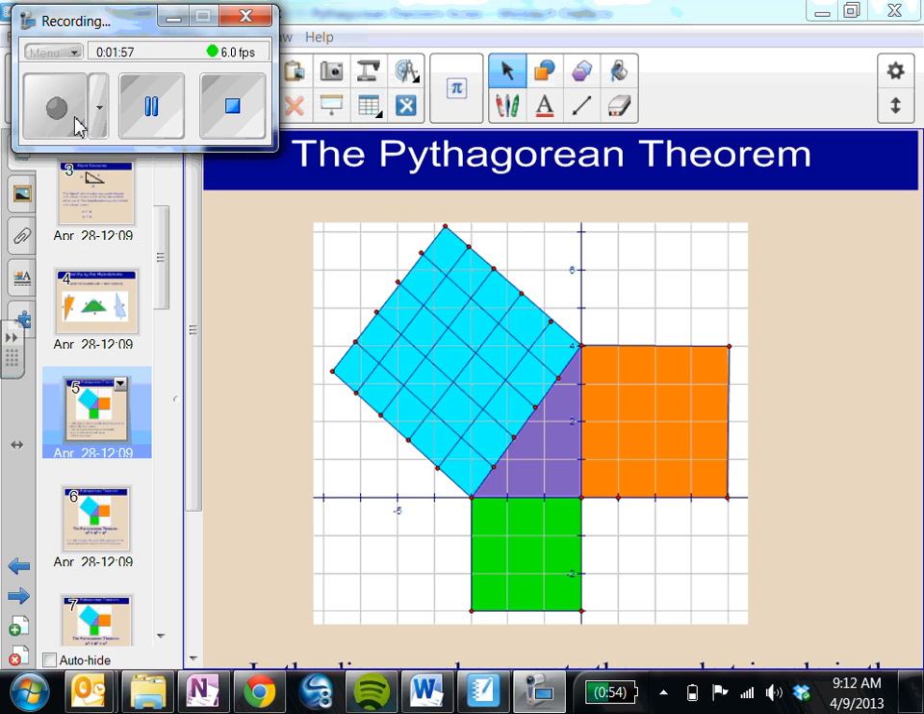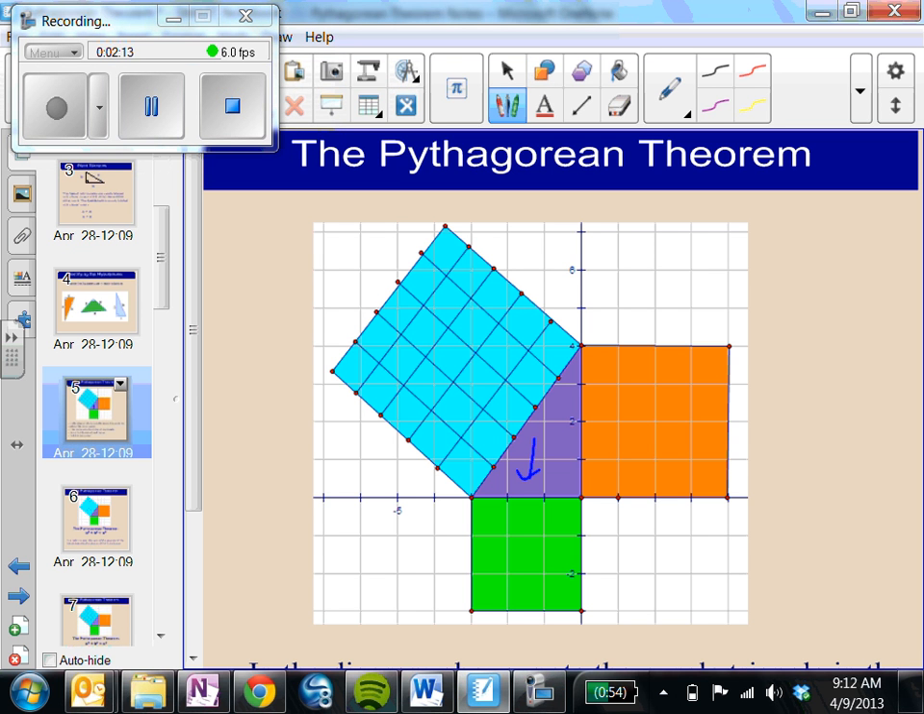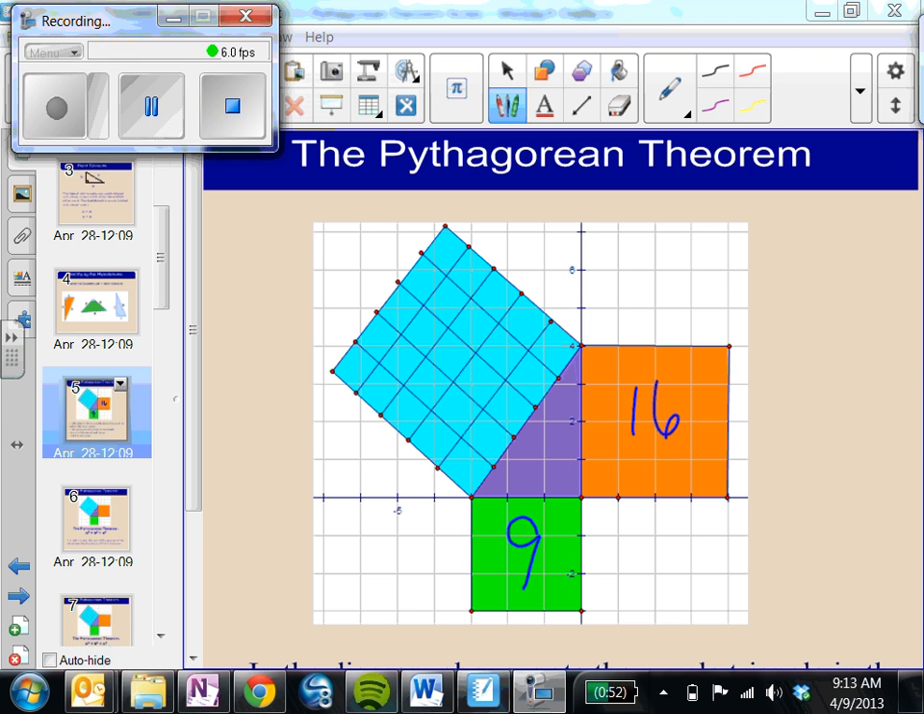In this diagram, we have a right triangle in the middle in purple, with squares coming off each of the sides. At the bottom, we have a length of 3 for that side of our triangle. What's the area of the square beneath? 9. Then we have a length of 4 for the other leg. The square off of that is 16, or 4 squared.